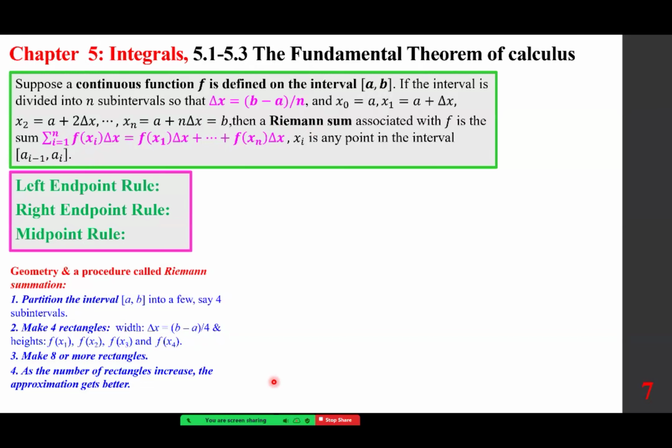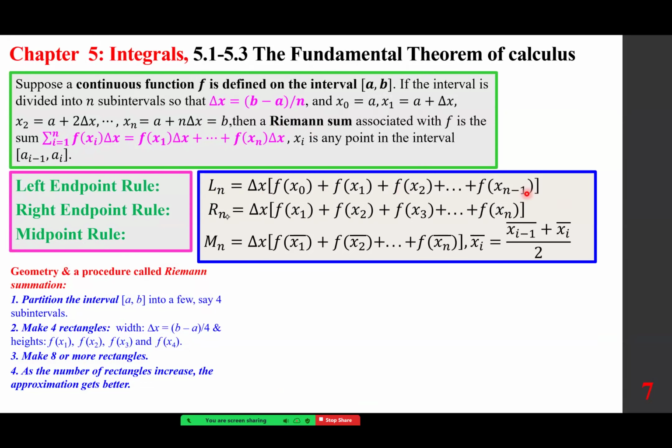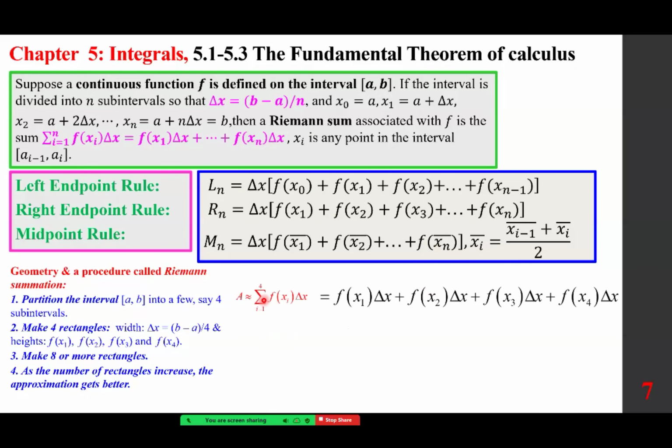So we can use the left endpoints, the right endpoints, or the midpoints. And again, you don't have to memorize the formula. Just go with the line segment that I showed you. So the Riemann sum represents an approximation of the area. So area is approximated by the Riemann sum, i going from 1 to 4, for example, of f of x sub i delta x: f of x sub 1, in this case, delta x plus f of x sub 2 delta x plus f of x sub 3 delta x plus f of x sub 4 times delta x.